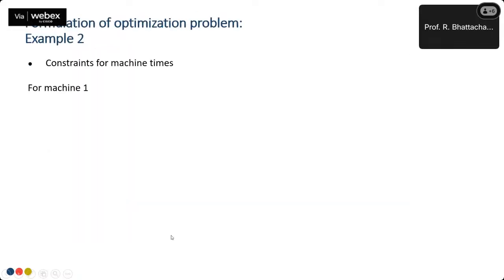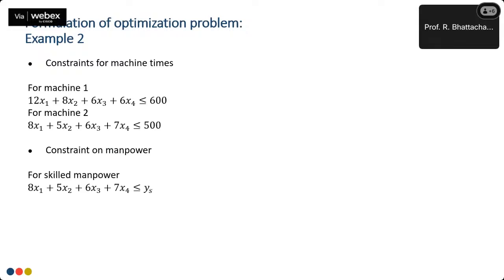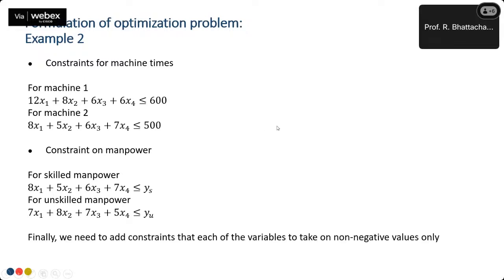And then the constraint on machine times, we have 12 x1 plus 8 x2 plus 6 x3 plus 6 x4 less than 600, because this is the time you need to spend on product 1, this is product 2, like that. And for the other machine, we have a similar set of constraints. Given all this information put together, and skilled manpower, we have this constraint because we had some figure for how much skilled manpower will be spent on product 1, product 2, like that. Similarly, how much manpower would be required for product 1, 2 for the unskilled. So all this information, if you put it together, we now get an optimization problem to be solved.